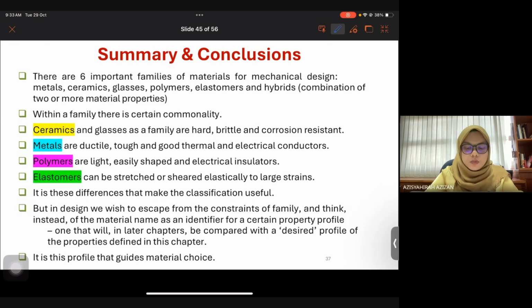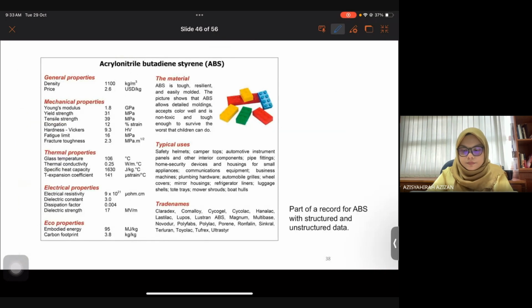But in design, we wish to escape from the constraint of family and think instead of the material name as an identifier for a certain property profile. So later we will compare among the properties. By knowing all this, it will guide you to make a material choice. We will continue on the material selection in the next week, inshallah, right?